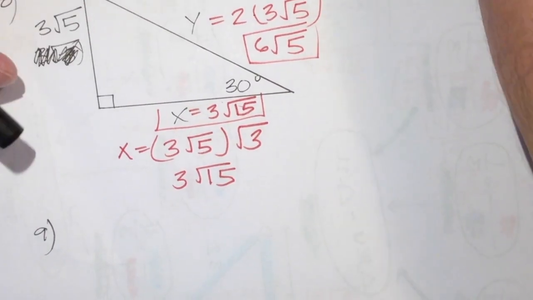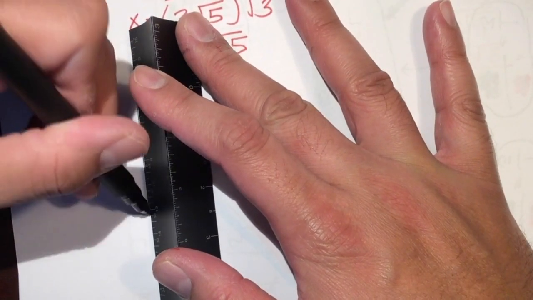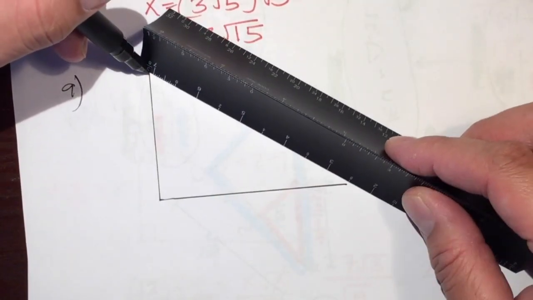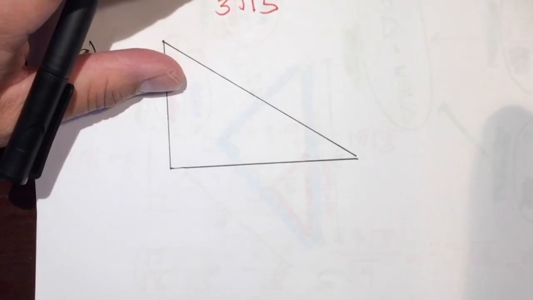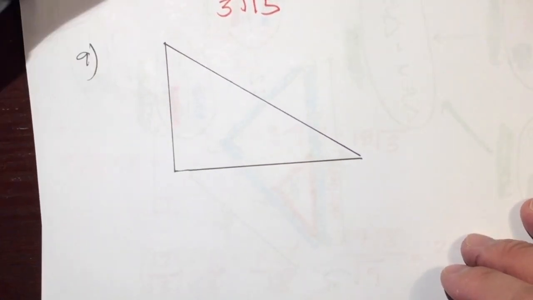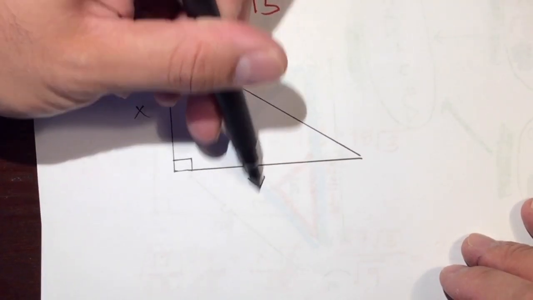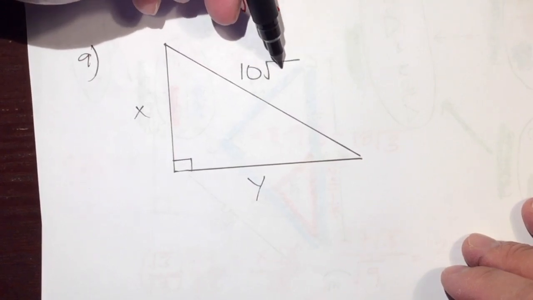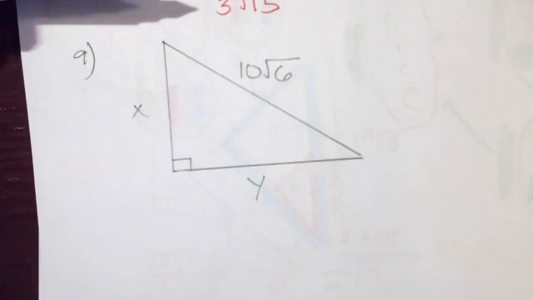It's pretty similar to this one. But yeah, here we go. Hopefully you guys are with me. Let's finish this. We got this far in this journey. Don't get fatigued, don't get tired on me. This is the last one. We're right there. And this is 10 radical 6. So this is the hypotenuse.